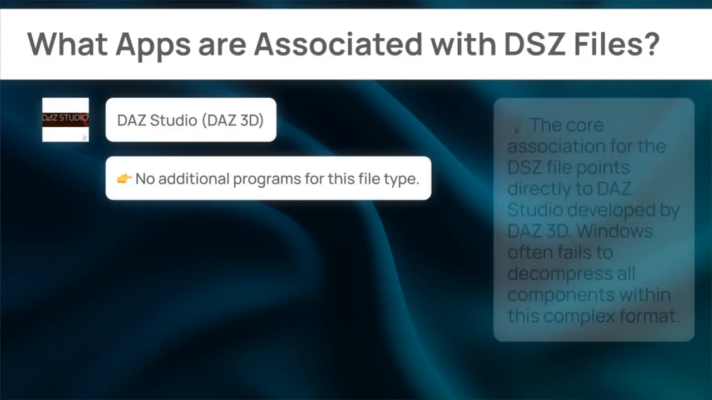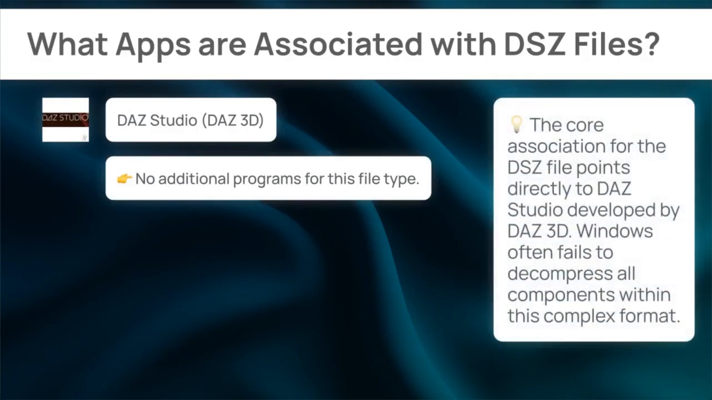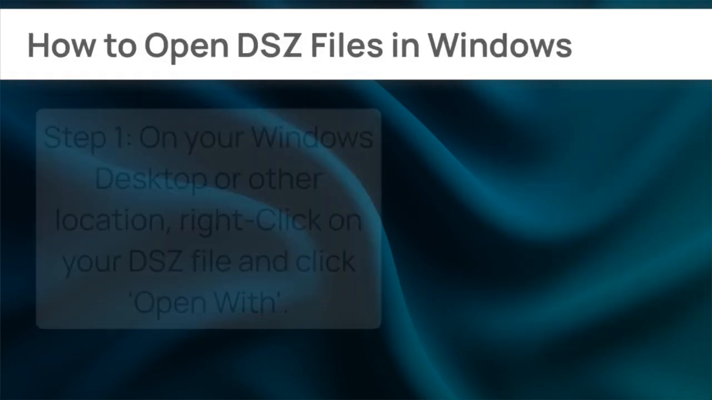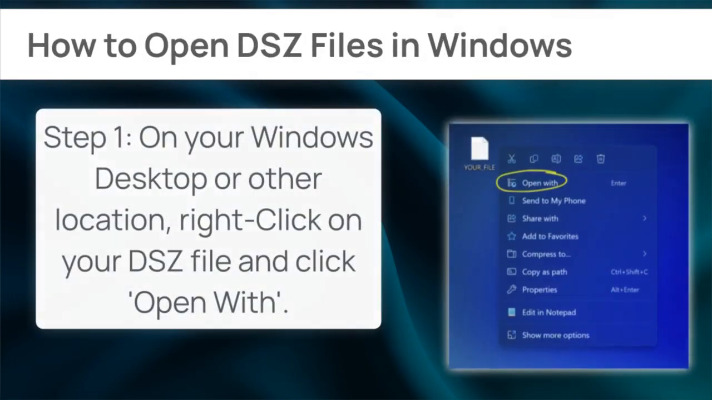Windows often fails to decompress all components within this complex format. Windows can preview some archive details, but full extraction requires compatible applications. Let's find the specific program that reads the file structure.